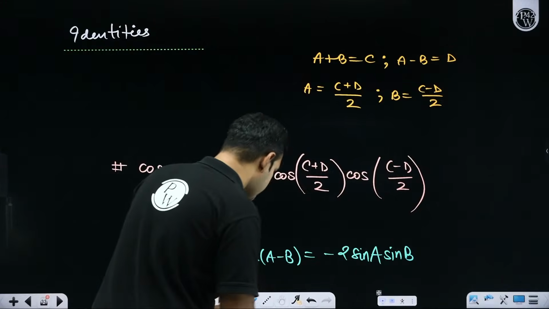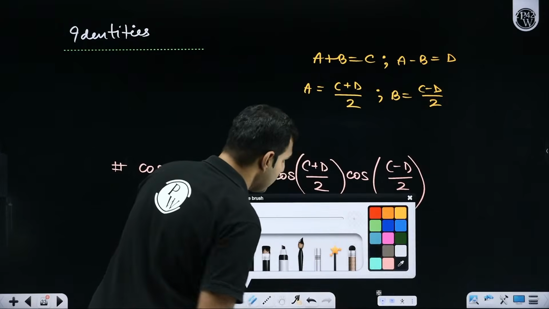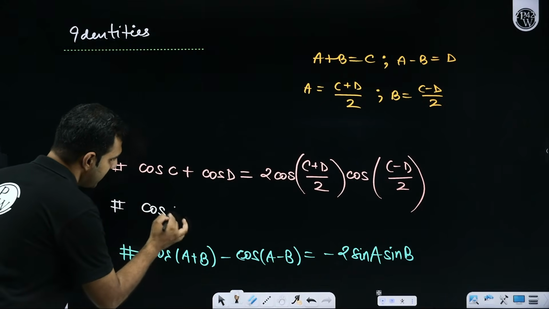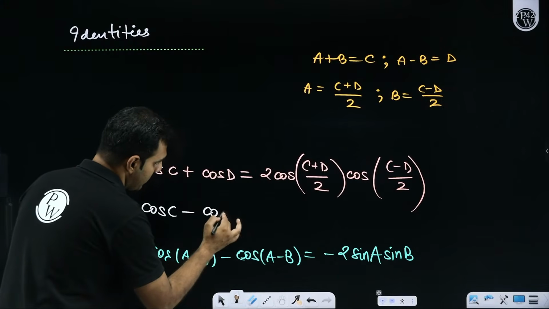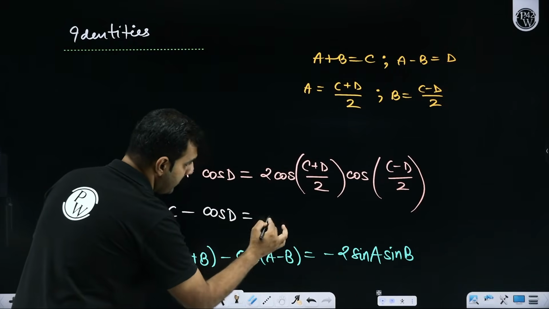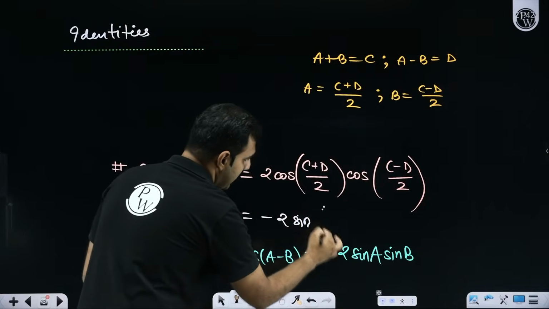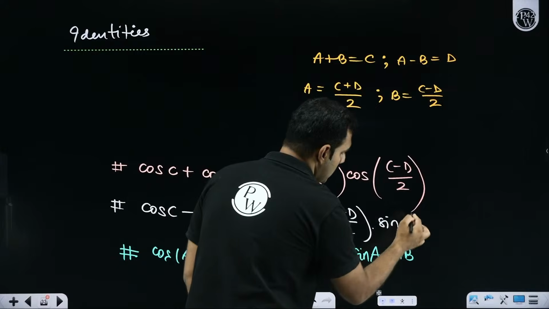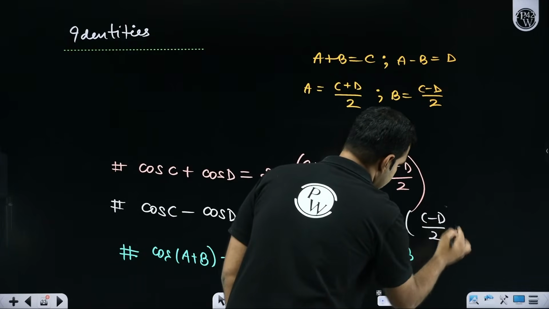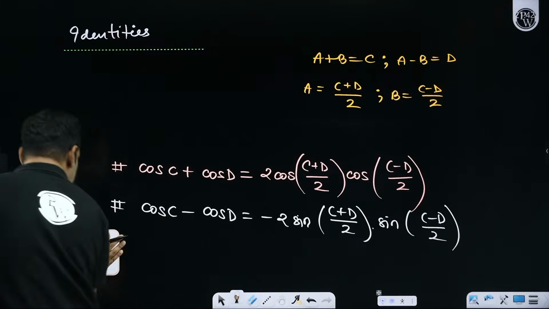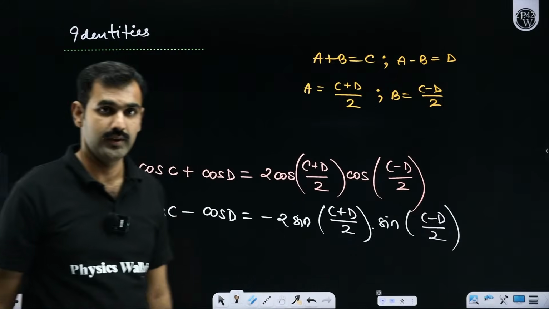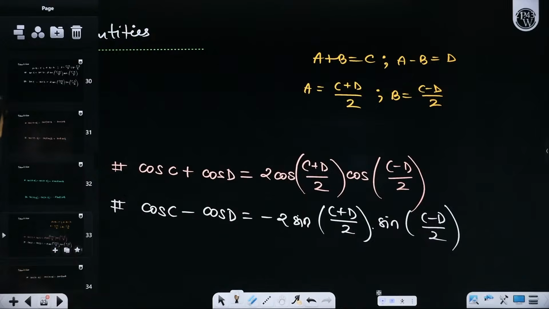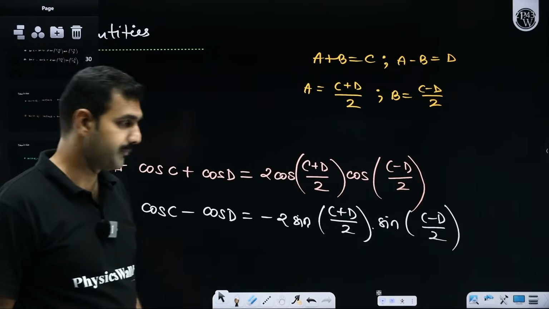Similarly, don't you think that here cos(a plus b), which is cos c, minus cos(a minus b), which is cos d, will be minus 2 sin((c plus d) by 2) sin((c minus d) by 2). Everybody got this result, or are you still feeling confused? Especially Sanjay, you got confused. You asked me to re-explain it. So did you get it now? Are you still feeling confused? Everybody comfortable?